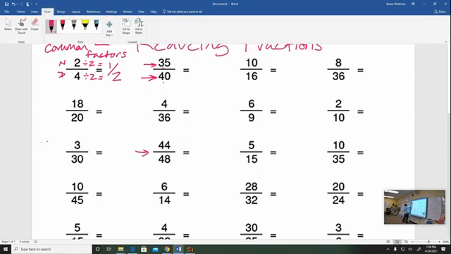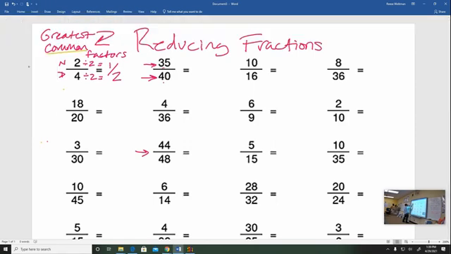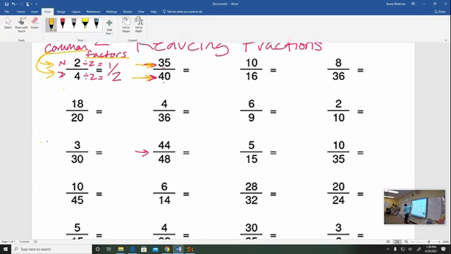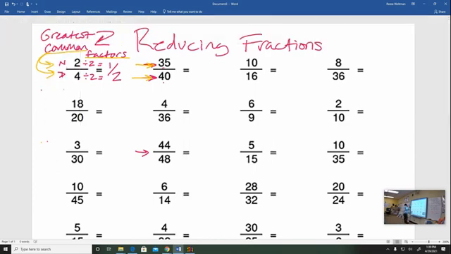So common factor, look at that word, common factor. That means it has to be a factor that goes into both your numerator and your denominator. So anything that you do to your denominator, you have to do to your numerator. It has to be the same number, okay? So in this case, we know that it can't be 7. 7's not going to work because you can't multiply 7 by anything to get to 40, right? But you can multiply 7 by 5 to get to 35, so why not try 5? Let's see what happens there.